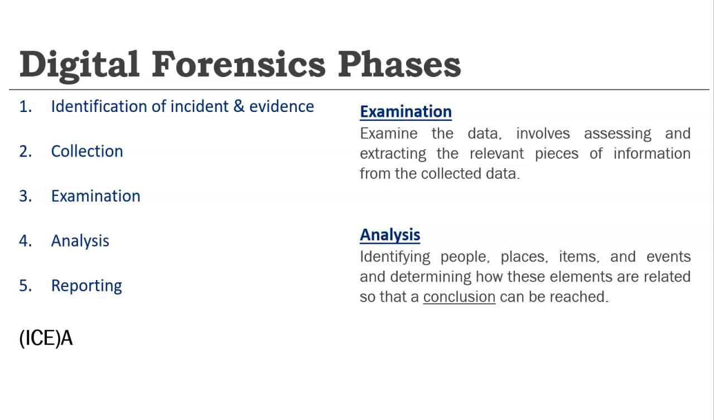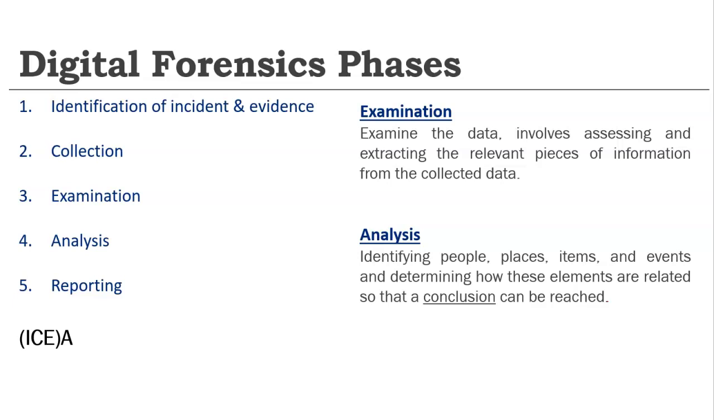In analysis, we identify people, places, items, and events to determine how these elements are related so that a conclusion can be reached. In examination, we are examining the evidence, like a blood sample in real life. They examine the blood sample, the weapon used, or the time of the crime. But in the analysis, they find that someone was there, he was using this car, he was using this mobile phone, he was using these items to perform a crime. That is the conclusive analysis they perform. So always remember the sequence: identification, collection, examination, analysis, and reporting.